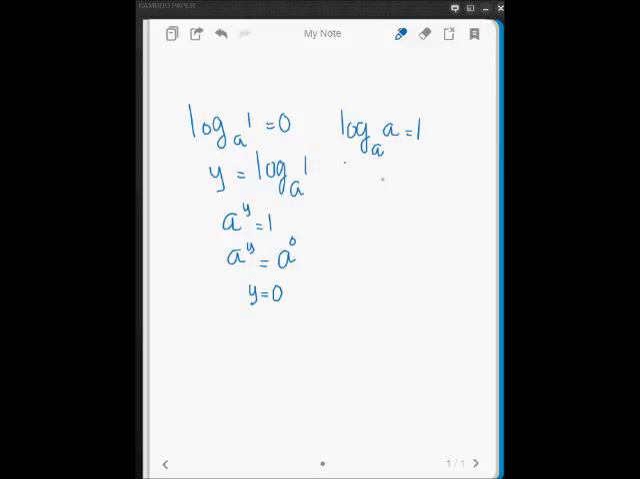The log a of a equals 1. We can prove that the same way. You would write y equals the log a of a, and then we use the definition of what a log is. So a to the power of y is going to be equal to a. What exponent can I put on this a to make this work? It's a 1, right? An a by itself would be a to the first, so this is true when y equals 1.